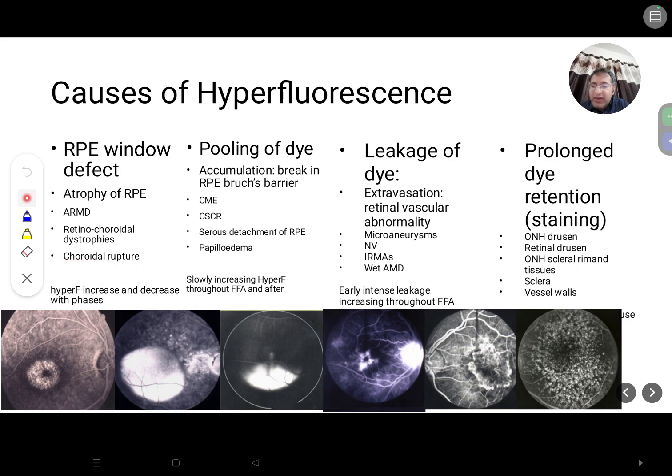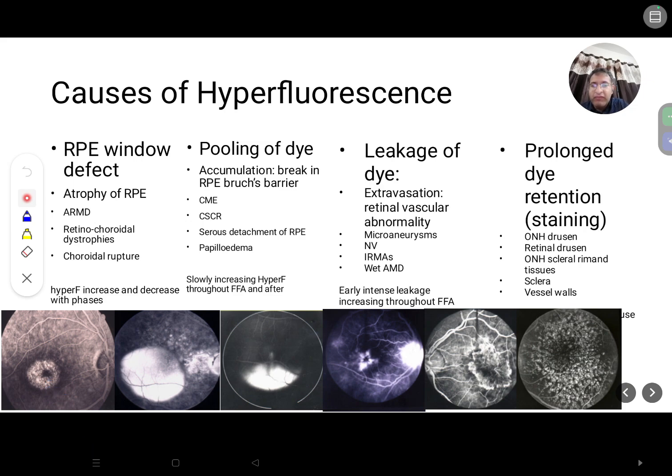The thing is, the hyperfluorescence increases along the initial phases of the fluorescein angiography and decreases with the later phases, because this hyperfluorescence is from the choroid and it is visible in the initial phases as hyperfluorescent, and later on as the choroidal flush decreases, this hyperfluorescence also decreases.